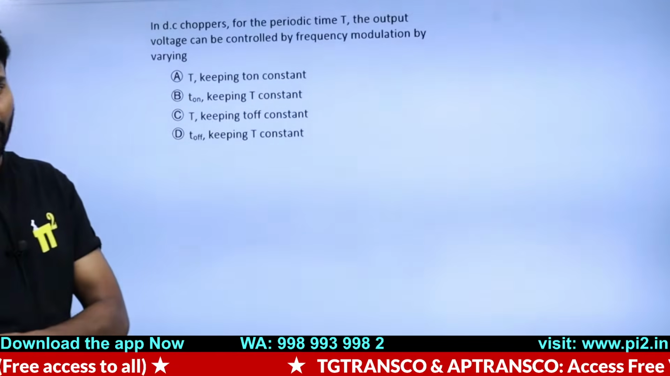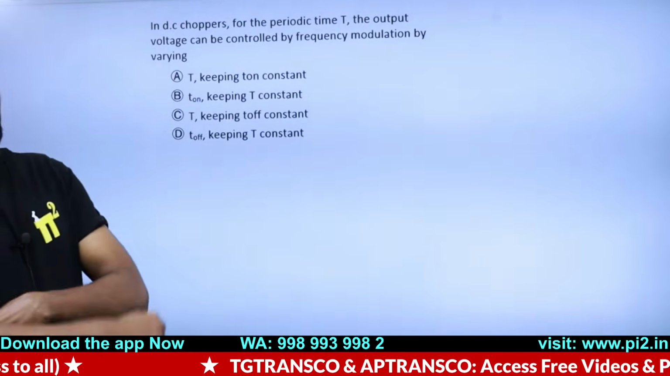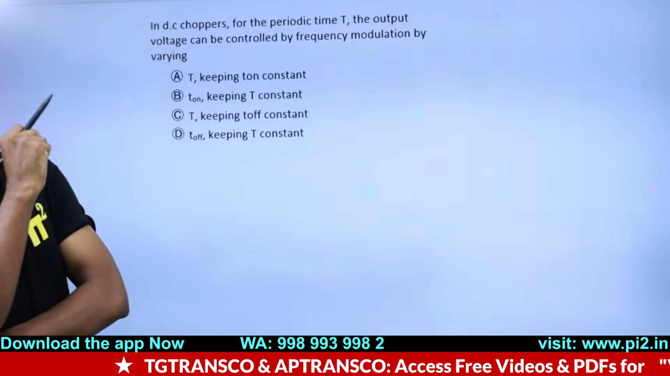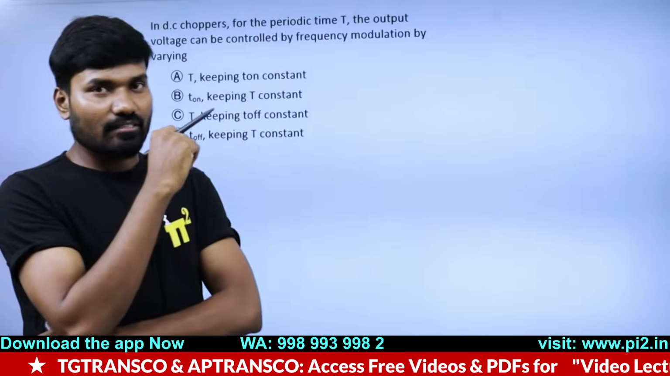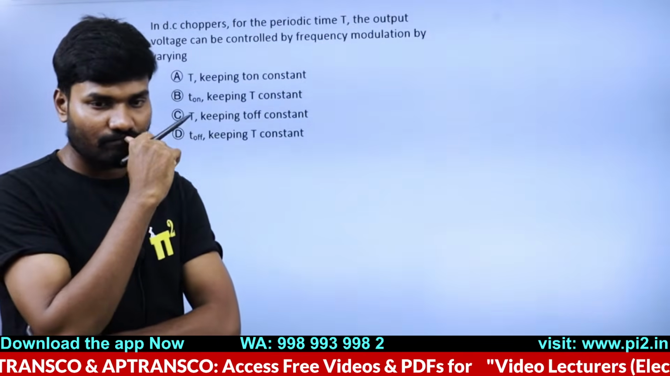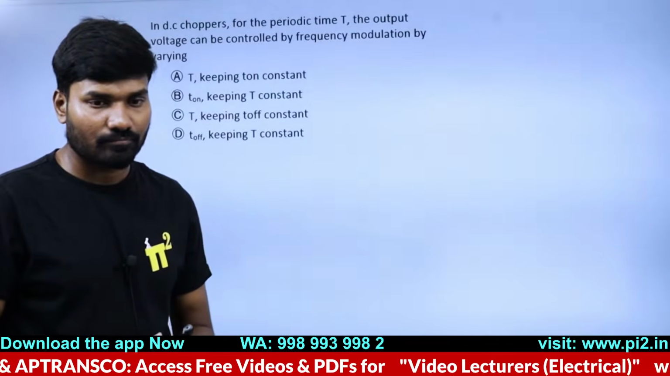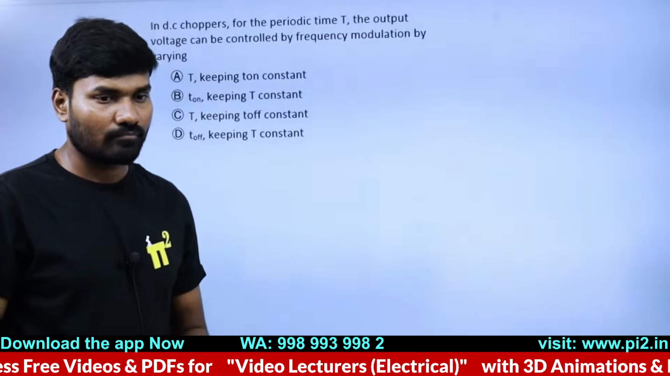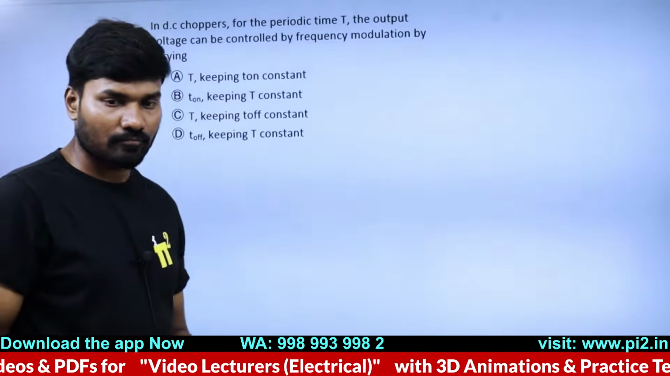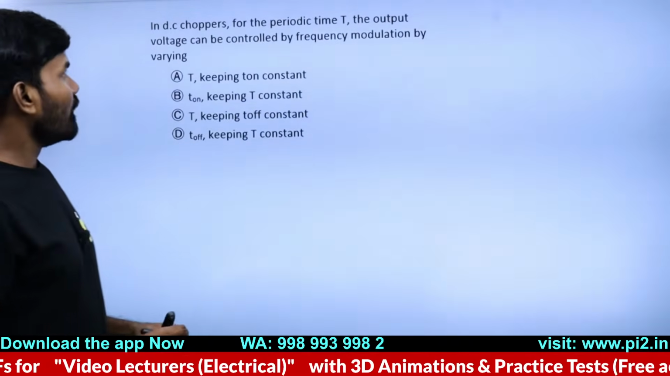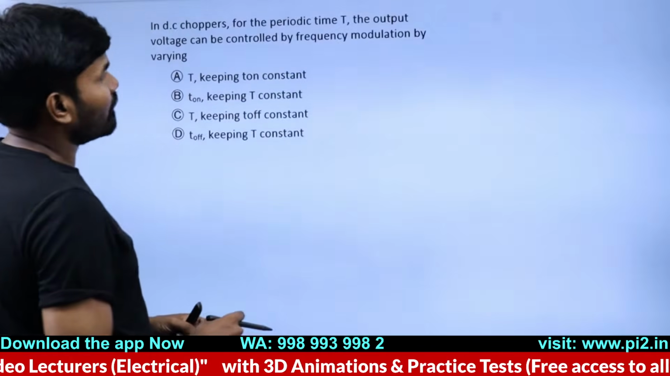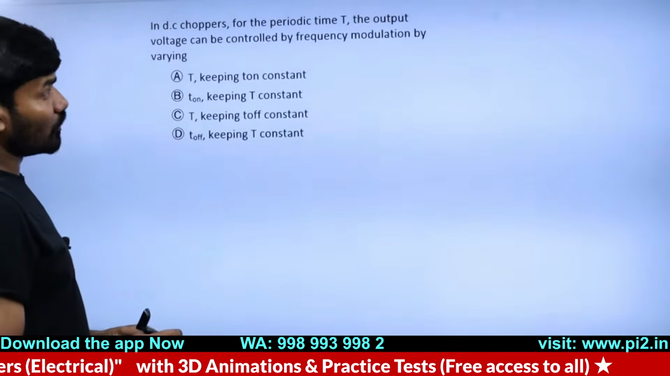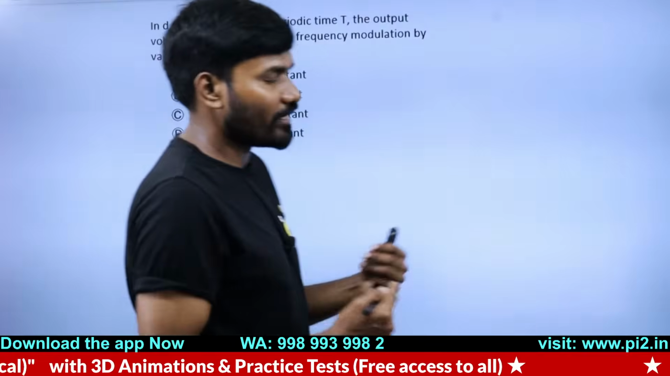This is easy. From the basic fundamental theory only, I'll be able to answer this. Easy one. In DC choppers, for the periodic time T, the output voltage can be controlled by different control techniques.